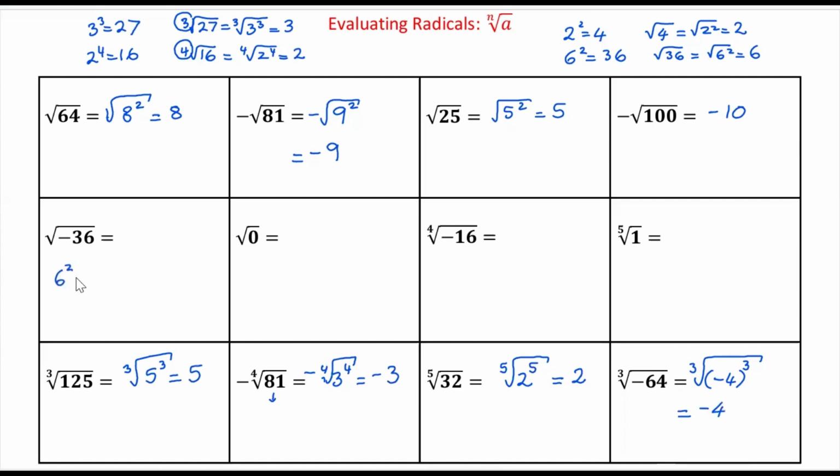When we square 6, we get positive 36. When we square negative 6, we still get positive 36, because negative times negative is positive. Therefore, there is no number whose square is negative 36. In this case, the answer is not a real number, or we simply say it does not exist. So the square root, or any even root, of negative numbers does not exist.